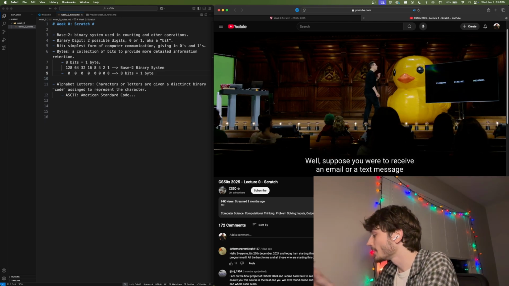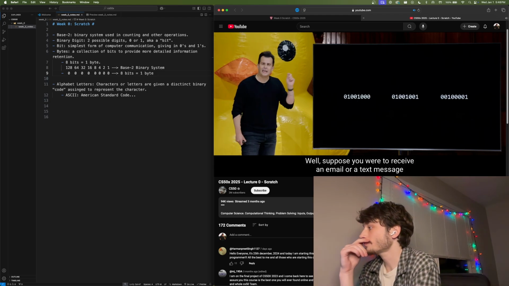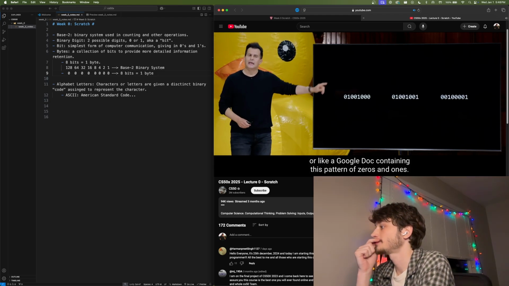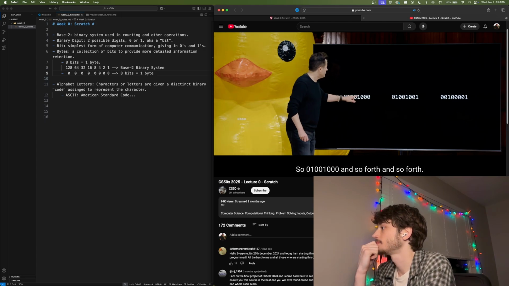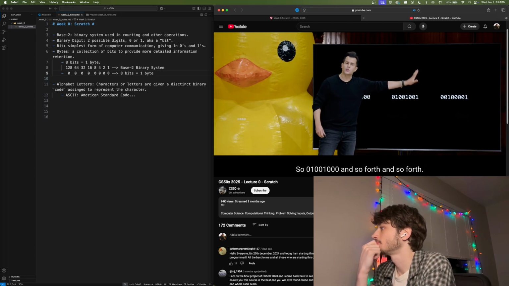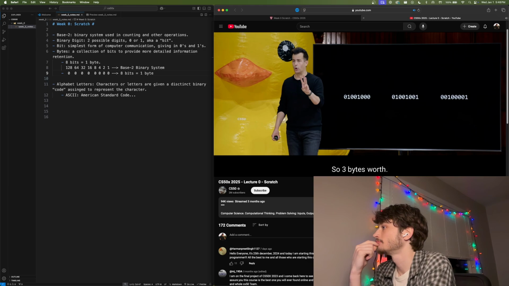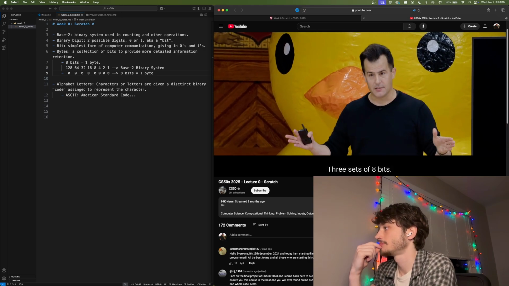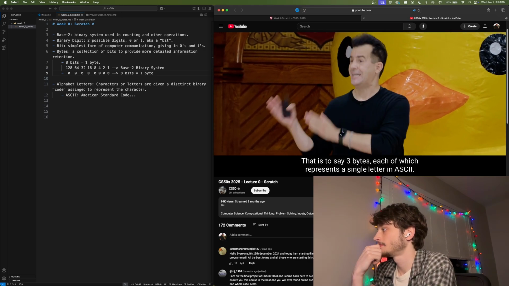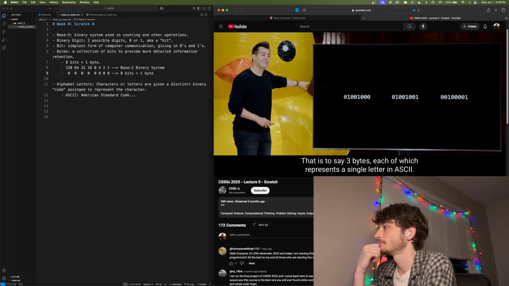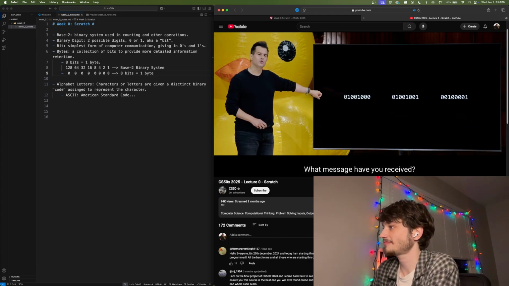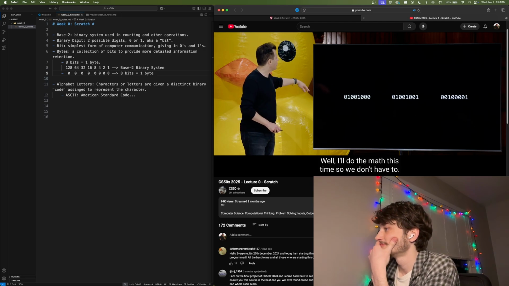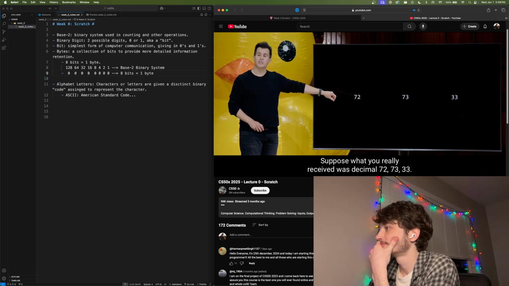Well, suppose you were to receive an email or a text message or a Google Doc containing this pattern of zeros and ones. So 0, 1, 0, 0, 1, 0, 0, 0, and so forth. So 3 bytes' worth. 3 sets of 8 bits, that is to say 3 bytes, each of which represents a single letter in ASCII. My guess is this says something. What message have you received? Well, I'll do the math this time so we don't have to. Suppose what you really received was decimal 72, 73, 33.